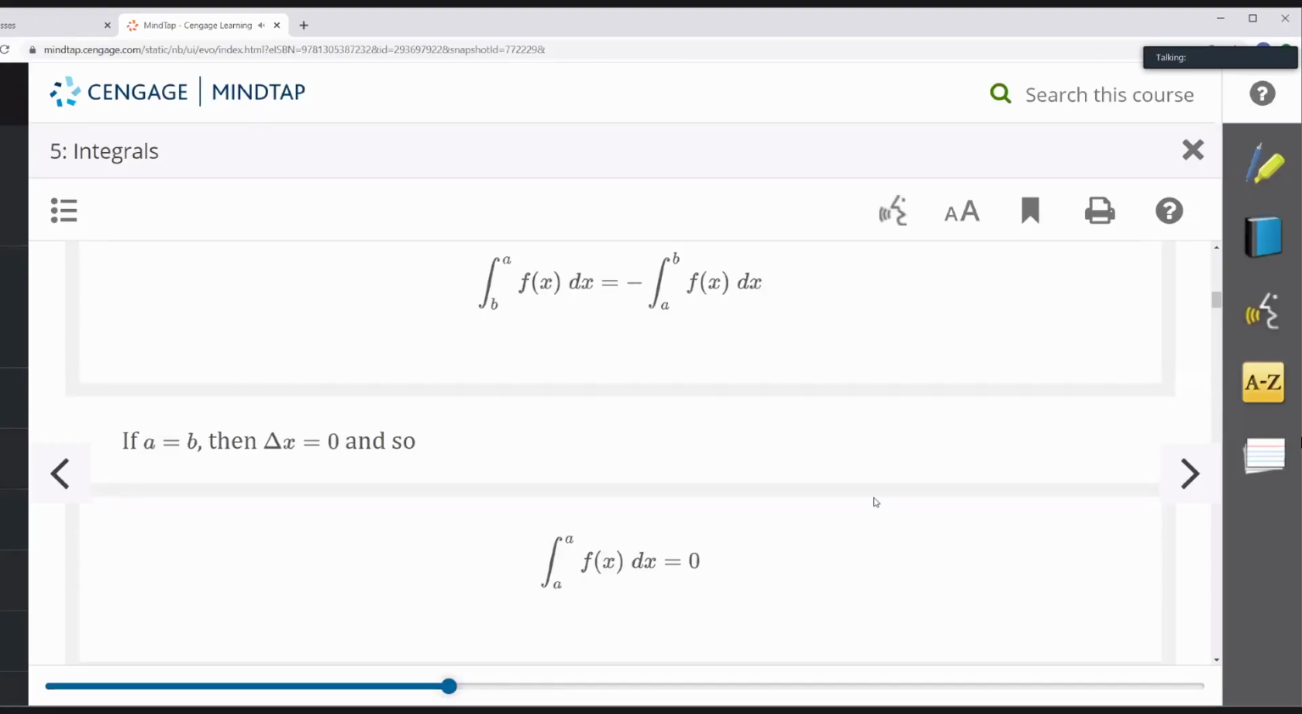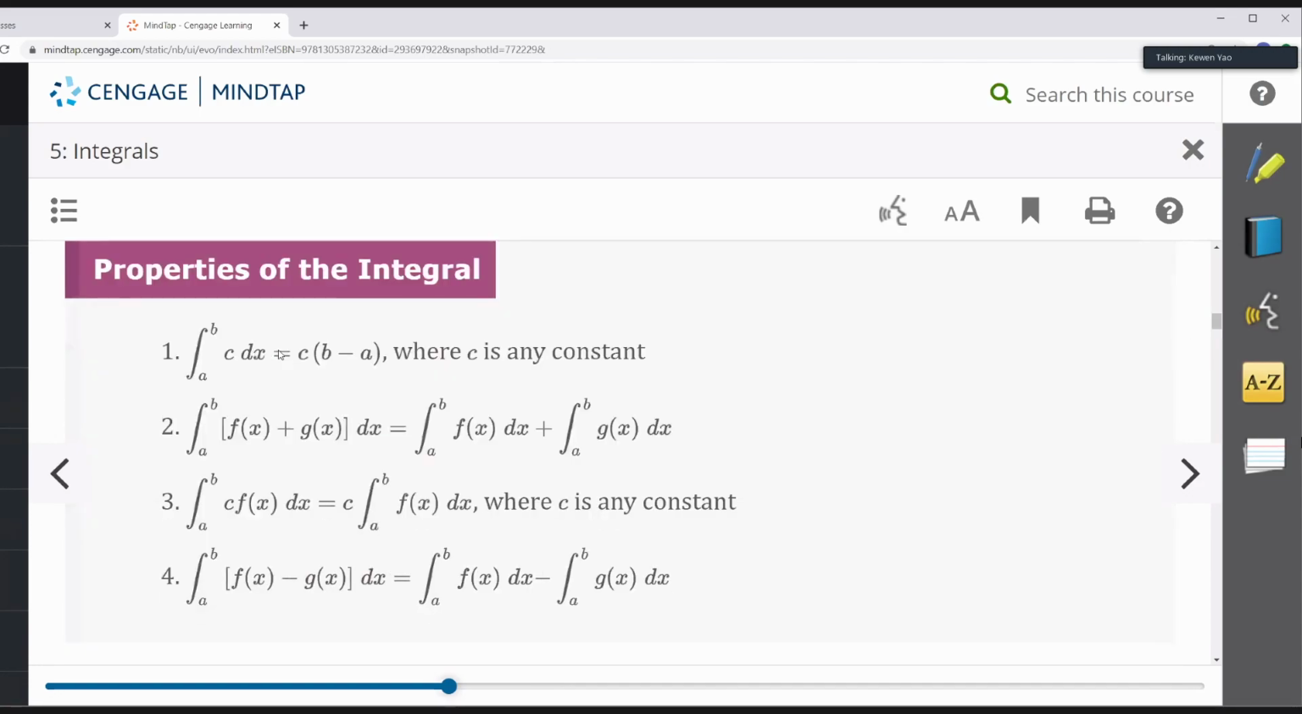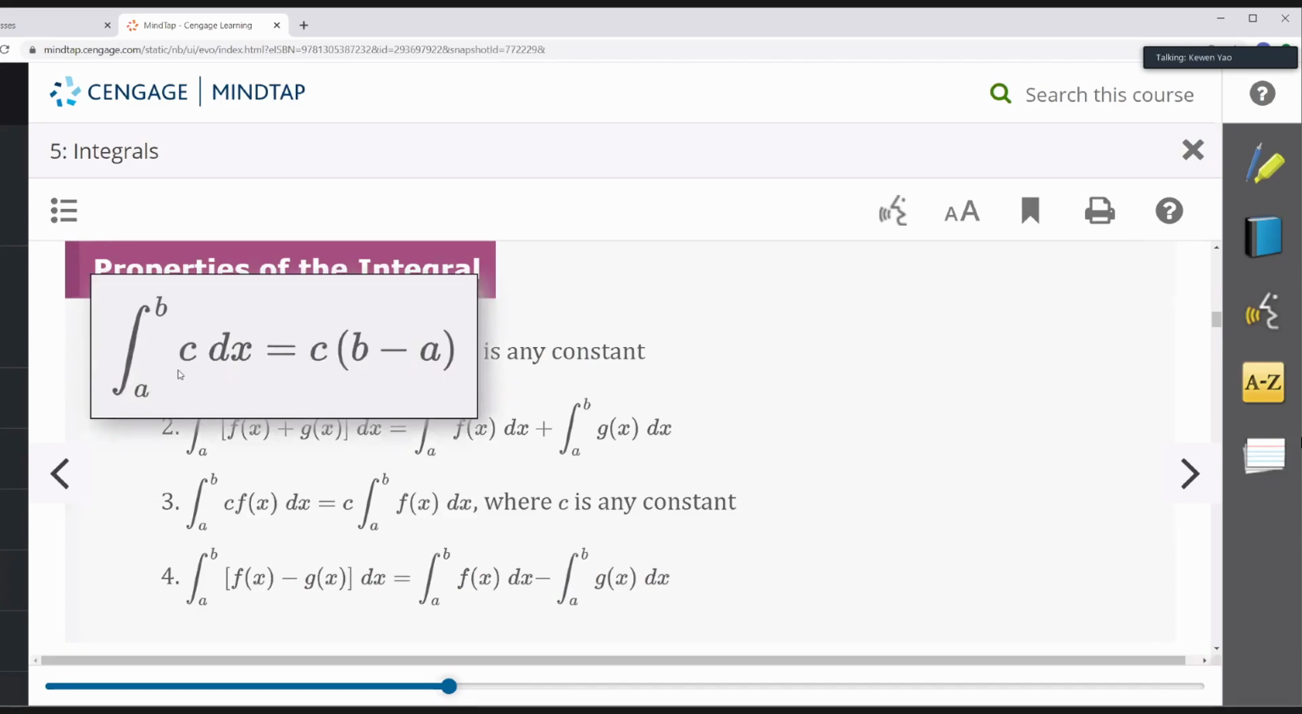Okay, so the man just introduced some properties of the integrals, right? So let me scroll down. These are the properties of integrals. You have first, c is a constant. Its integral is c times b minus a. Why so? It's easy to show.